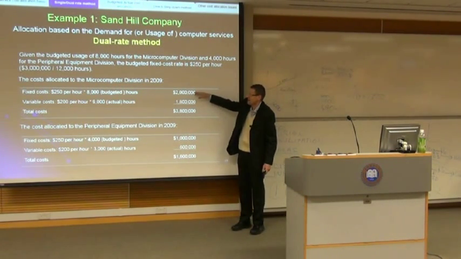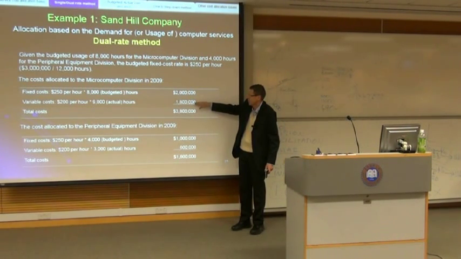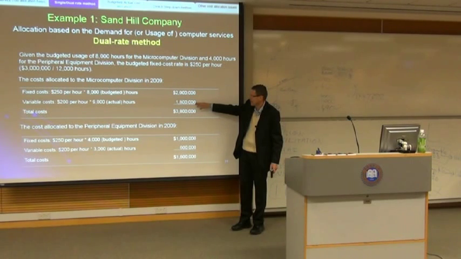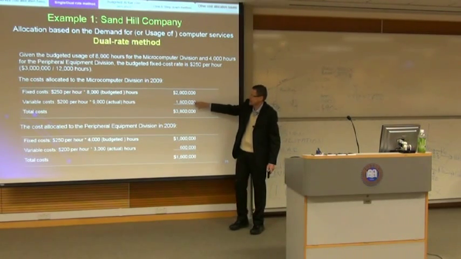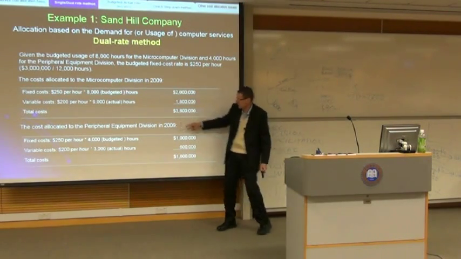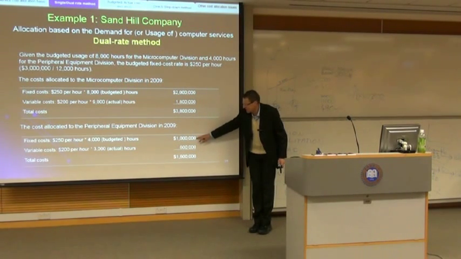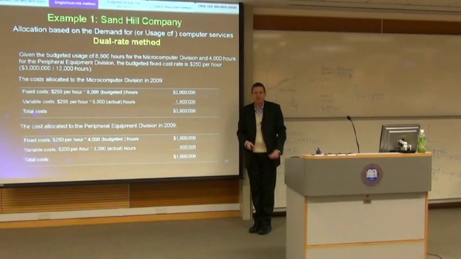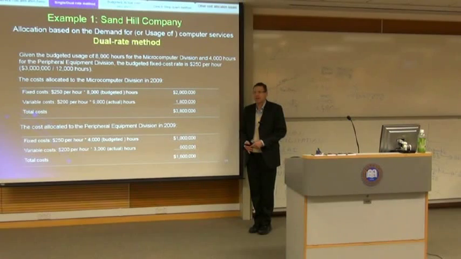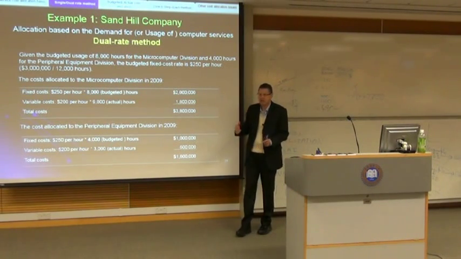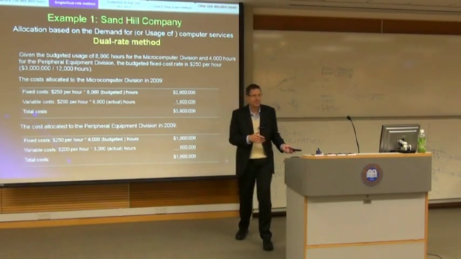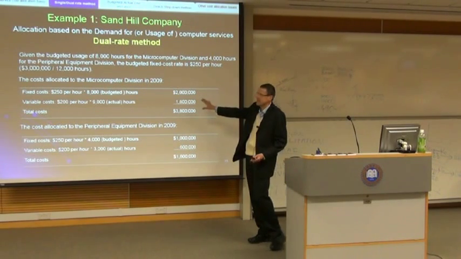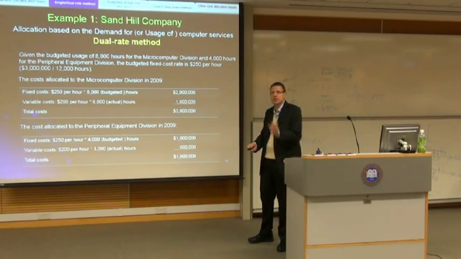And so here we have the same again, fixed cost, 2 million. Variable costs, 1.8 million. Okay, that's allocated to microcomputer. What about peripheral? Fixed costs, 1 million. Variable cost, 600,000. You can see different allocation, but not as much variance because of the difference between the budget and actual. Okay, so go back and study that. I want to take you to the next slide.